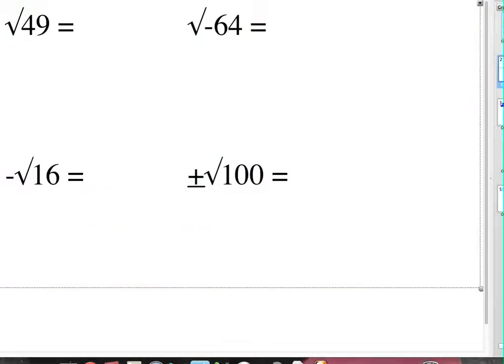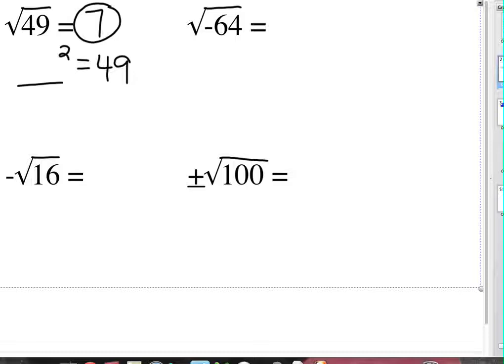So, let's practice some. Again, remember that, in a perfect world, these would all have these nice little tops on them. Let's talk about some of these answers. What is the square root of 49? Can you think in your head, what number to the second power equals 49? I hope you're good at your times tables. The answer is 7, because 7 squared is 49.